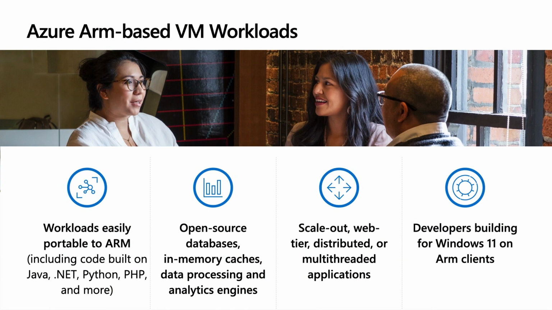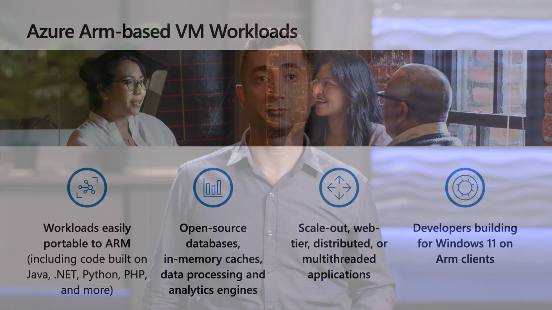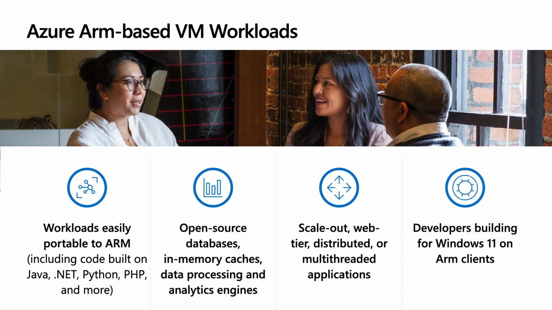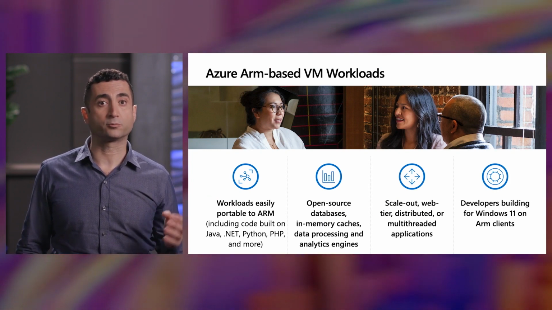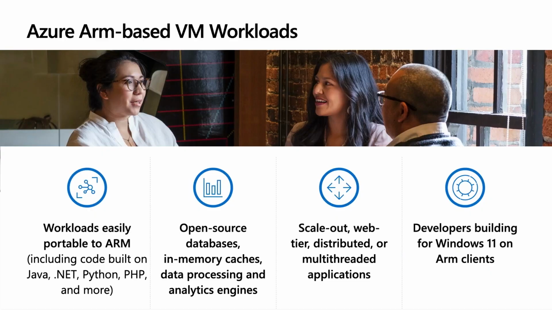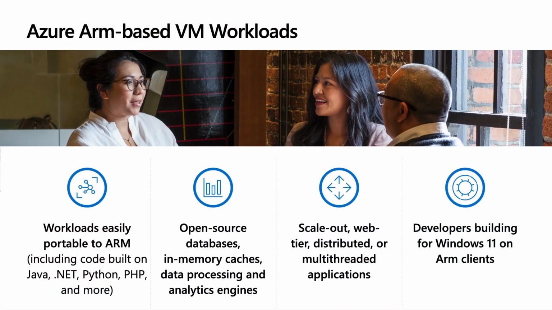Many workloads built on Java, .NET, Python, PHP, and interpreted languages run on Arm with minimal porting effort. And users of open-source databases, such as Postgres or MySQL, and in-memory caches, such as Redis or Memcached, can also deploy on Arm with little to no changes in their application code. Now, scale-out workloads, distributed or multi-threaded applications, will also benefit from the consistent and linear performance scaling of these Azure Arm-based VMs. And we're also excited to help Windows PC developers build more efficiently with Windows 11 Pro and Enterprise Insider Preview builds running on Arm VMs in Azure today.